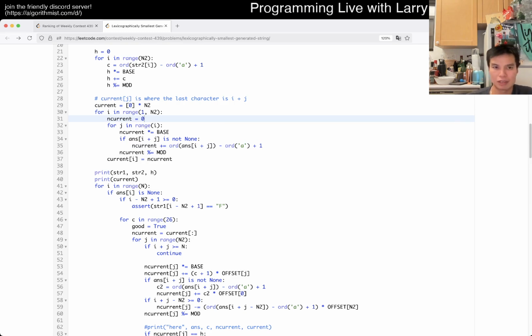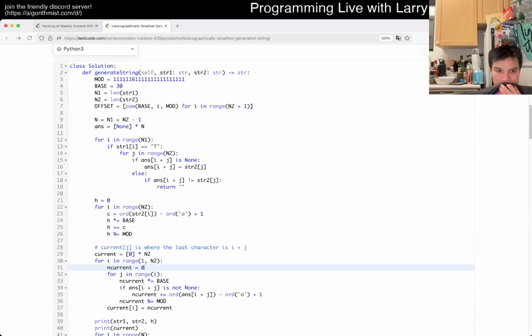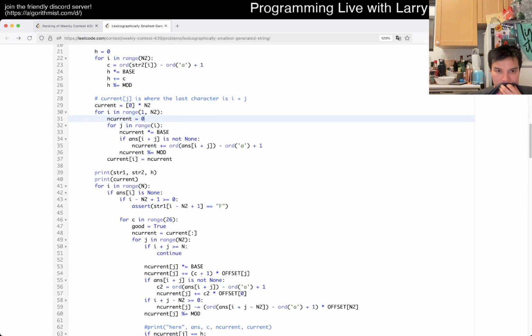That doesn't make any sense. J is 0. If J is 0, then 1 is going to be... Am I doing this wrong? Maybe. Maybe it's not J plus I. It's just J.